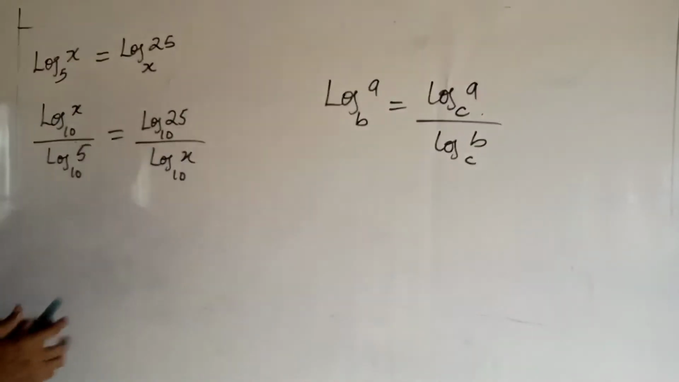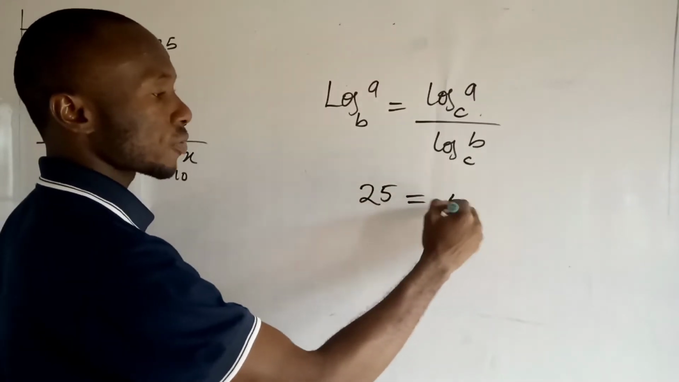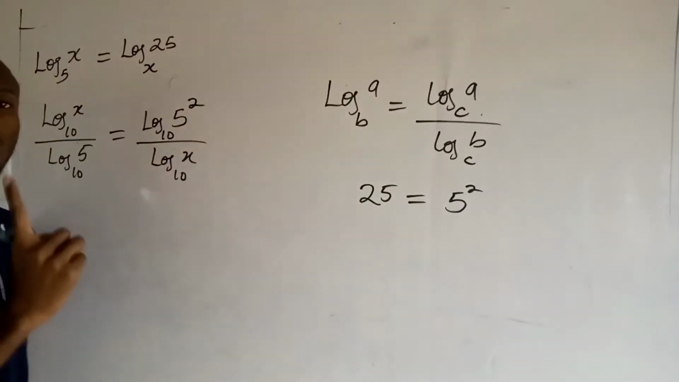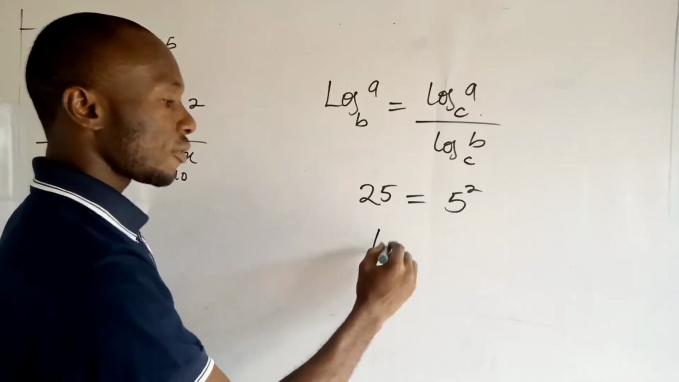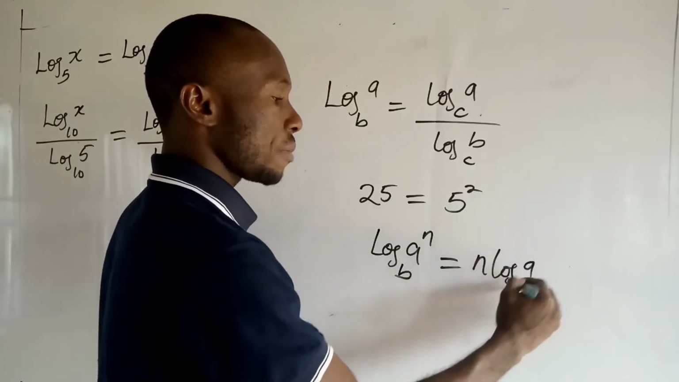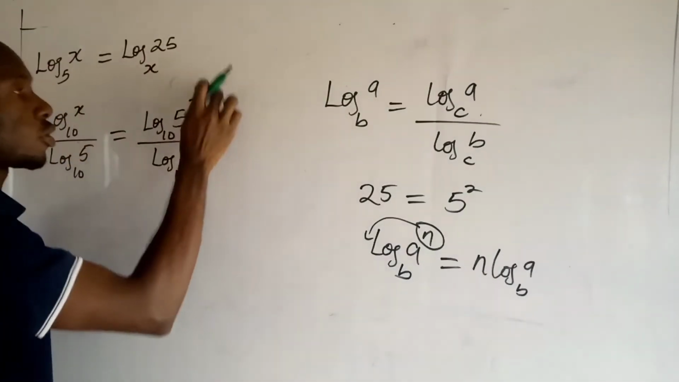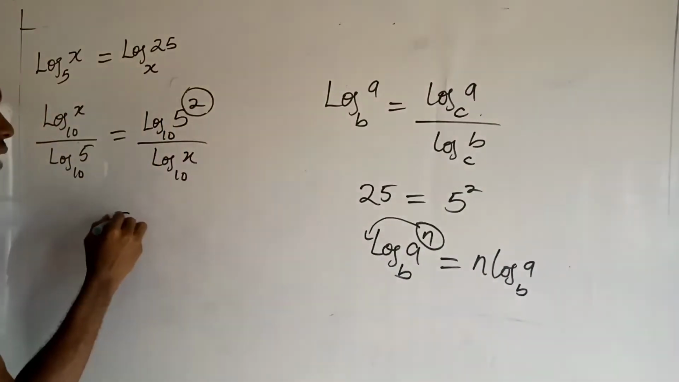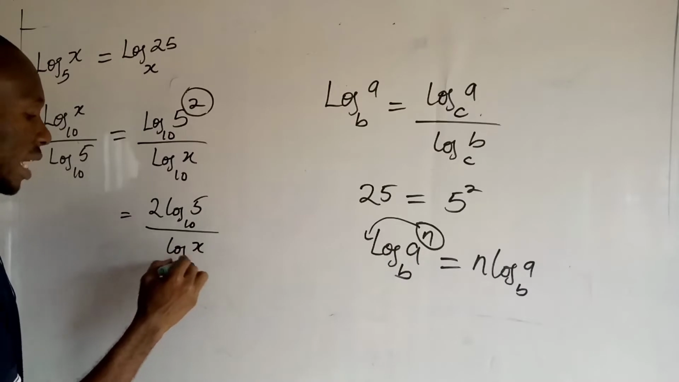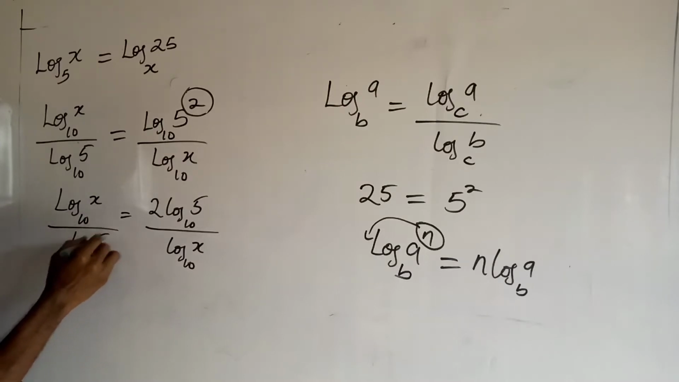Now the next thing you want to do here, you can see that this 25 can be written in powers of 5. We all know that 25 is the same as 5 to the power 2. So I'll erase this and replace it with 5 to the power 2. Remember one of the laws of logarithm that says if I have log a to the power n base b, it will become n log a base b, as if to say the power will fall in front. So that is exactly what's going to happen here. I'll have 2 log 5 base 10 upon log x base 10. Then here, of course, I'll have log x base 10 upon log 5 base 10.